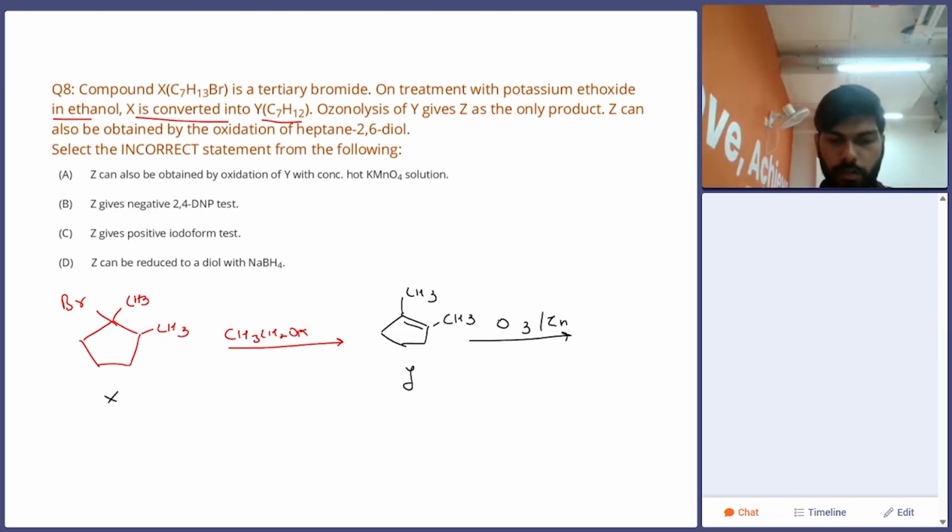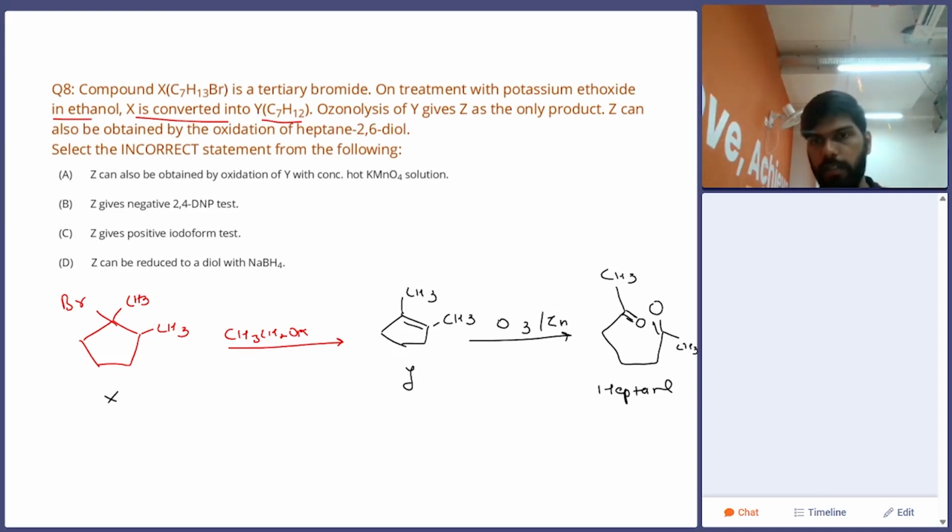So here what you will get is heptane 2,6 dione. This bond, double bond O, double bond O, this is CH3, this is CH3. This is heptane 2,6 dione. Now, this reaction, they are saying, gives only one product Z, which is also obtained by the oxidation of heptane 2,6 diol.